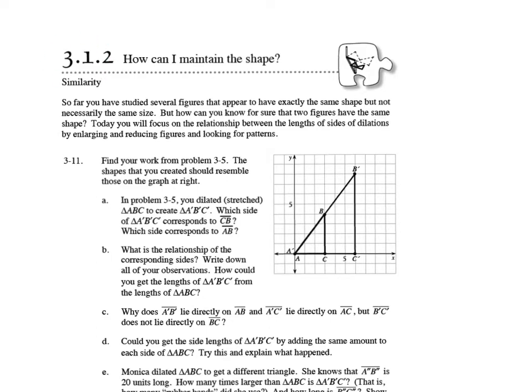It says, so far you've studied figures that appear to have the exact same shape, but not necessarily the same size. So how can we know for sure that two figures have the exact same shape? It's not just enough to say, yeah, that looks like they're the exact same shape. This example right here is something that we supposedly did in the last investigation, but we kind of glossed over. It asks us, which side of triangle A prime, B prime, C prime, the one that's enlarged, corresponds to CB?